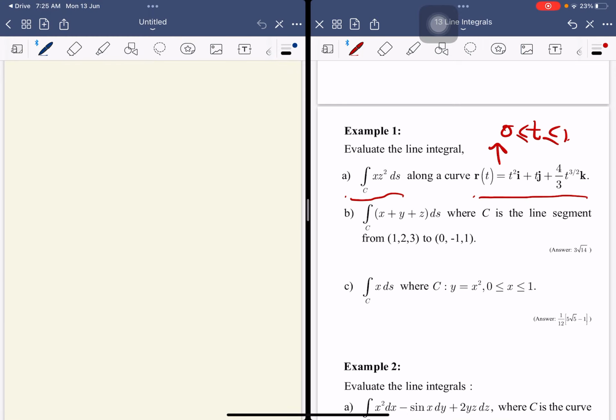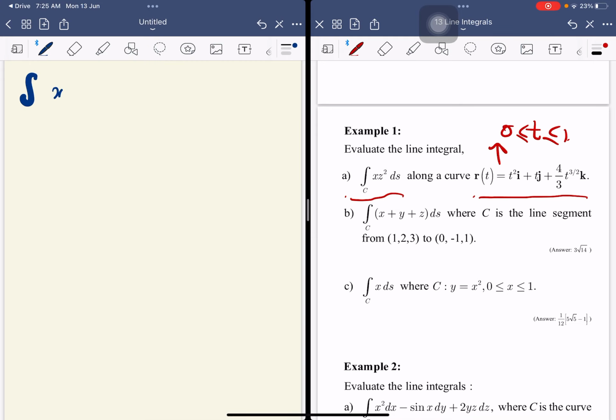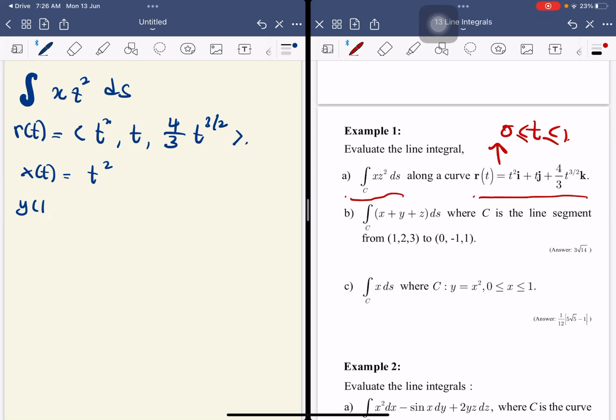Okay, so we have this: the integral of x z squared ds over here. And then we have the equation of the curve, right? The equation of the curve is t squared, t, 4 over 3 t to the power of 3 over 2 over here. So this is the component of the equation of the curve. From here, we know that x(t) is equal to t squared, y(t) is equal to t, z(t) is equal to 4 over 3 t to the power of 3 over 2.